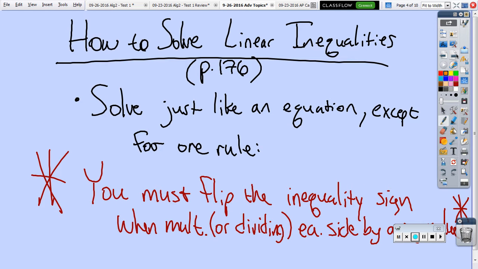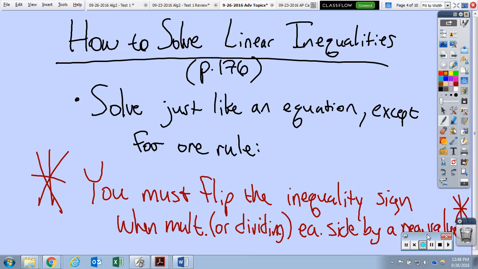All right, here we go. So, how to solve linear inequalities? Try to ignore this thing here. This is on page 176. What we're dealing with, I want you to realize that we solve these guys. Norman, Maya, please quit talking. So you want to solve just like an equation, except there's one rule: you must flip the inequality sign when multiplying or dividing each side by a negative value.